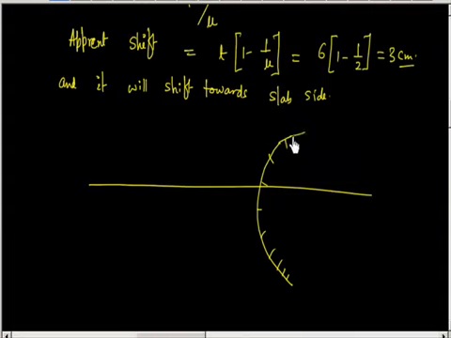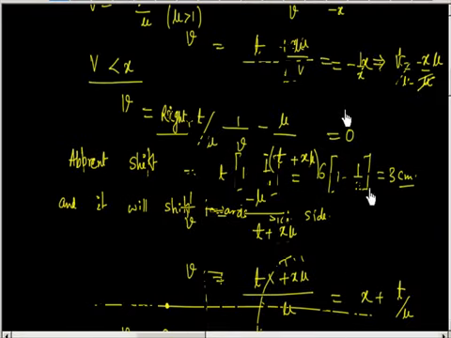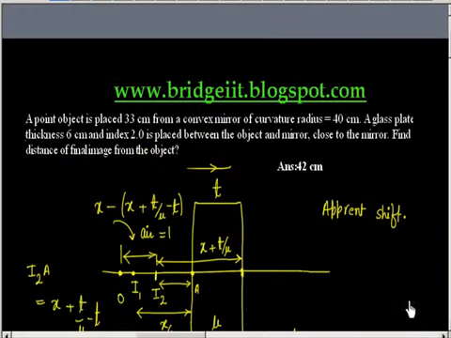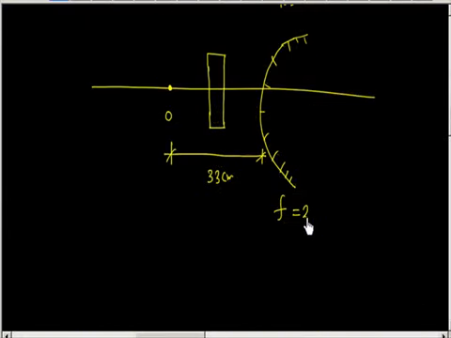Now let us say you have the object somewhere here, and there you have a glass slab of 6 centimeter thickness, and we are interested in what is the final image. This distance is given to you as 33 centimeter, and the focal length is radius of curvature divided by 2, that is 20 centimeter. So focal length is 20 centimeter in this case.